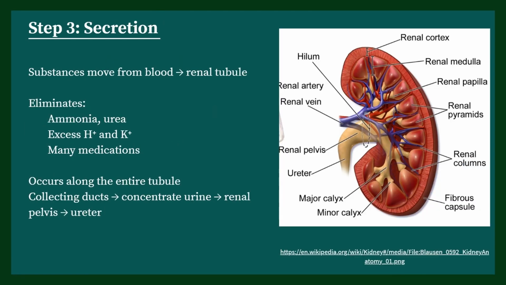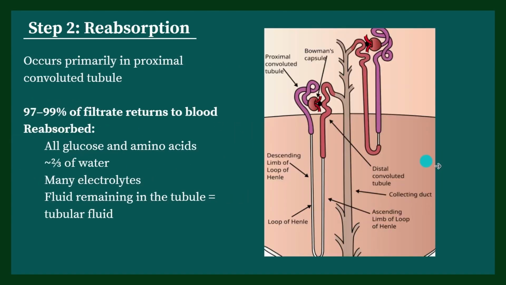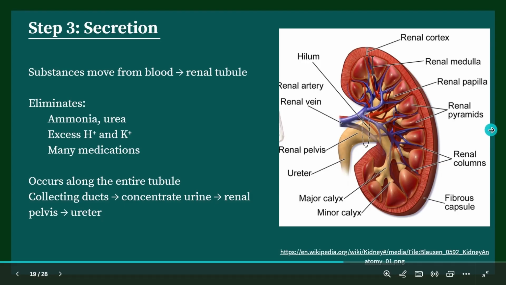Then secretion, that's the final step. That's where everything that our body doesn't want anymore gets taken out of the blood and put into that renal tubule to end up going down into these areas called the calyxes, into the renal pelvis, and out the ureter. So it eliminates ammonia, urea, too much hydrogen ions or potassium ions, and medication waste or toxins. So it occurs along the entire tubule, just like reabsorption, and goes into the ureter.